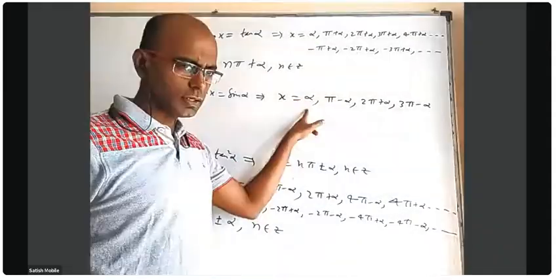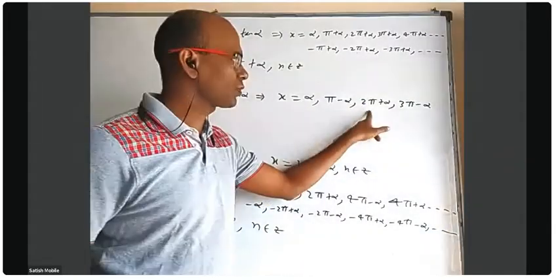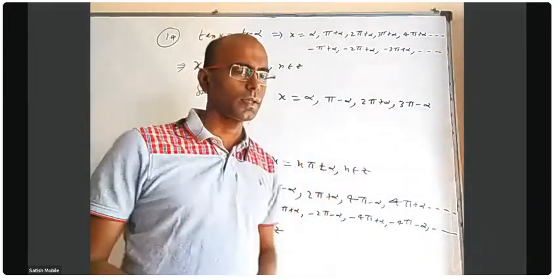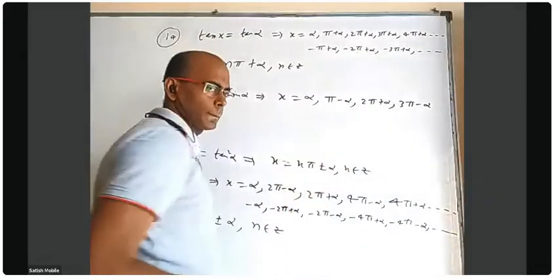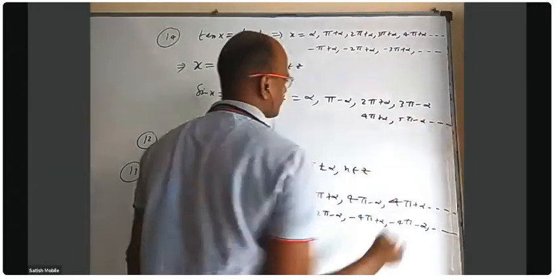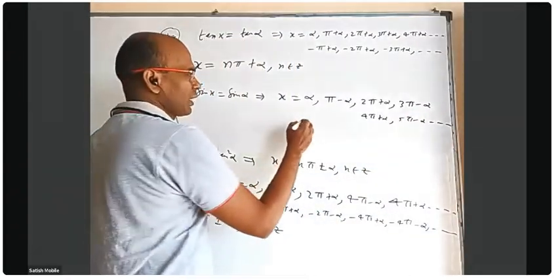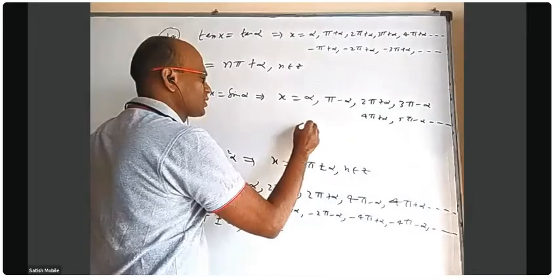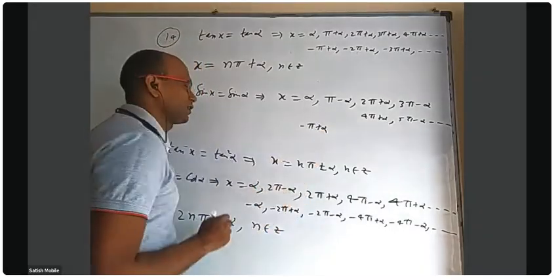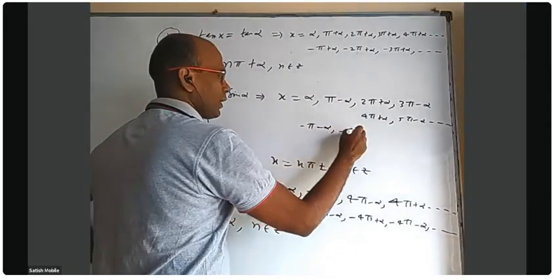This is the first quadrant, second quadrant, first quadrant, second quadrant. Again, next first quadrant, 4 pi plus alpha. Then 5 pi minus alpha, so on. I can go backward also, write minus pi plus alpha, am I right? Or minus pi minus alpha. Minus 2 pi plus alpha. Minus 3 pi minus alpha.